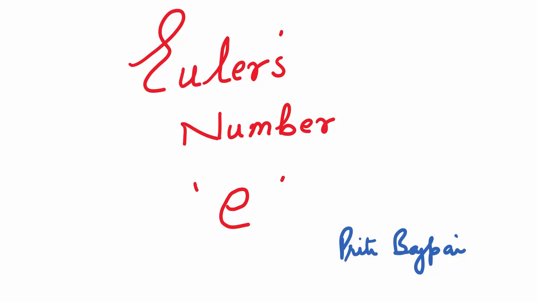Today's topic is Euler's number. It's denoted by small e. You are already familiar with this number. It's used in many branches of mathematics, in physics, in engineering, in finance. There are so many places where they play a very important role. So let's start by understanding what e is and how it was discovered and where it is used.